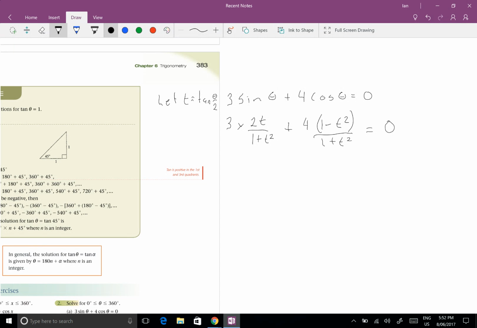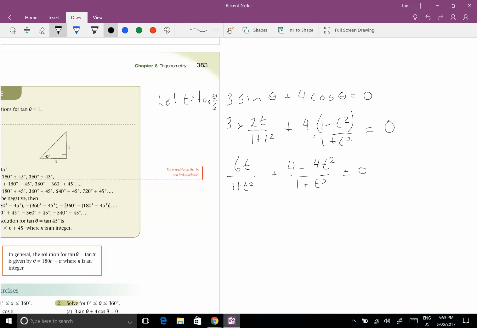That's my opening statement. And then I can put in those substitutions because I know if t equals tan theta on 2, I can represent sine theta as 2t on 1 plus t squared, and I can represent cos theta as 1 minus t squared on 1 plus t squared. So when I get t equals something at the end, I have to resubstitute in tan theta on 2. So this will give me 6t on 1 plus t squared. And over here, I'll get 4 minus 4t squared on 1 plus t squared equals 0.